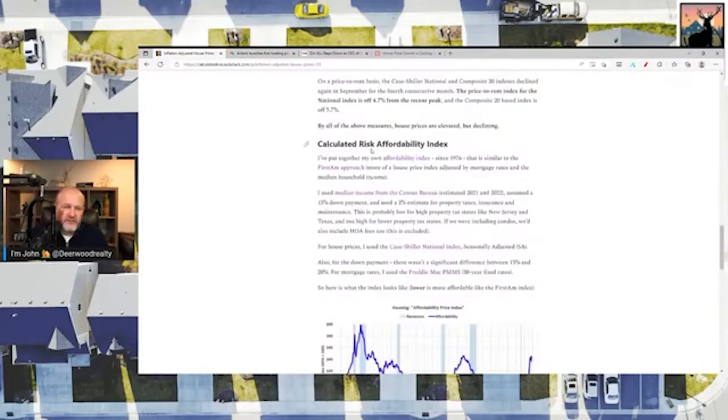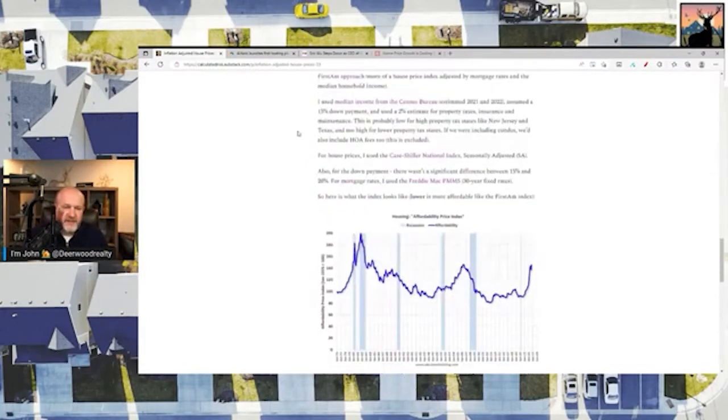And then the Calculated Risk Affordability Index. I put together my own affordability index since 1976 that is similar to the First American approach. More of a house price index adjusted by mortgage rates and the median household income. I use median income from the Census Bureau, estimated 2021-22, assumed a 15% down payment and used a 2% estimate for property taxes, insurance, and maintenance. This is probably low for high property tax states like New Jersey and Texas, and too high for lower property tax states. If we were including condos, we'd also include HOA fees too. This is excluded.